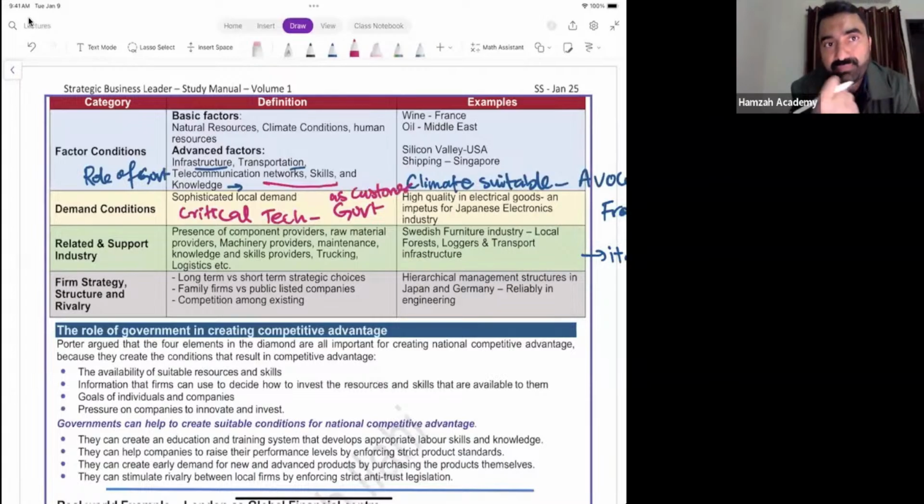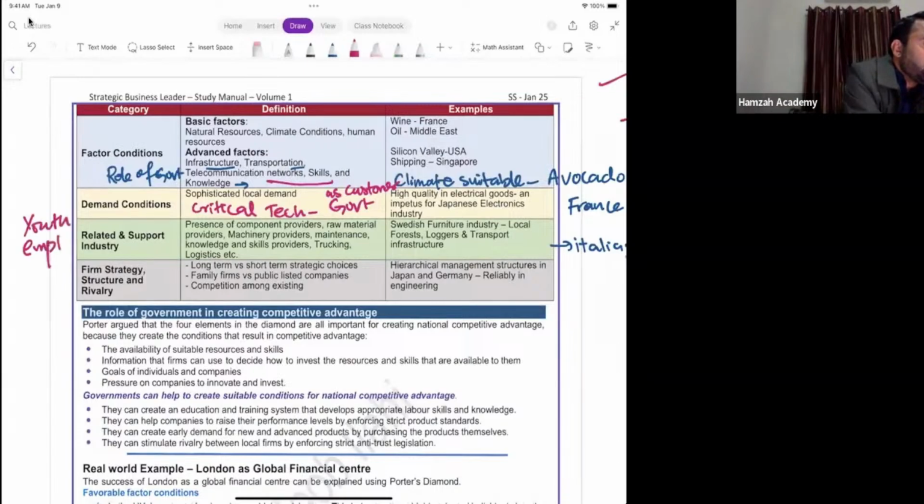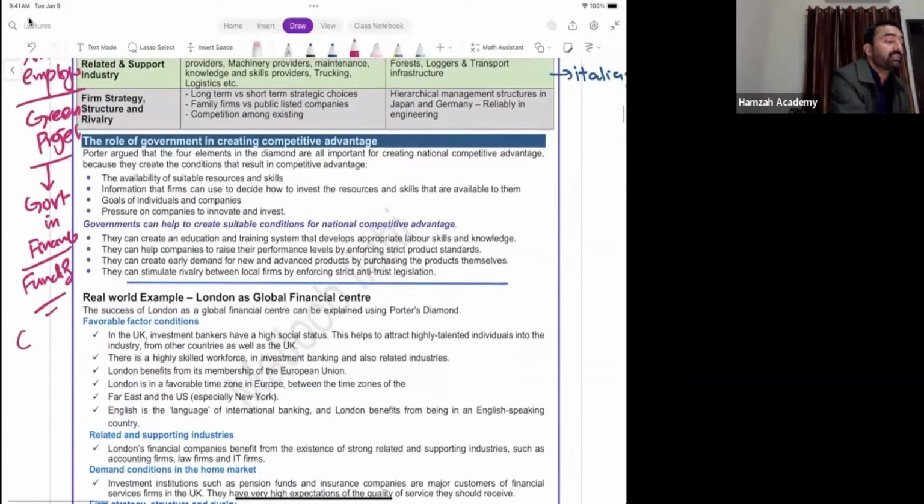Related and support industries: this is the role of the government to develop world-class research institutions and provide finance. For example, I got the opportunity to work on youth employment projects and green projects. So the role of government in finance or funding is to make sure that sufficient capital is available to support these green initiatives.